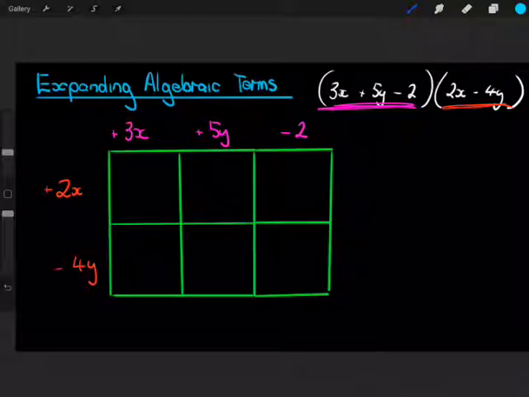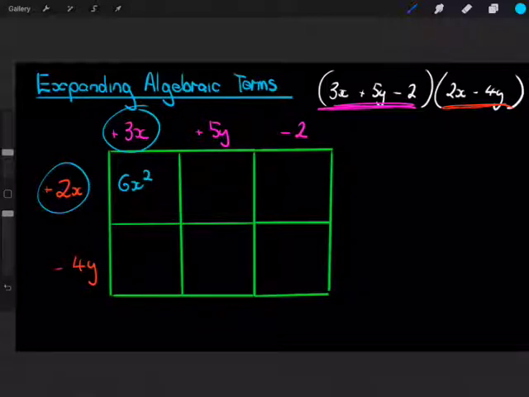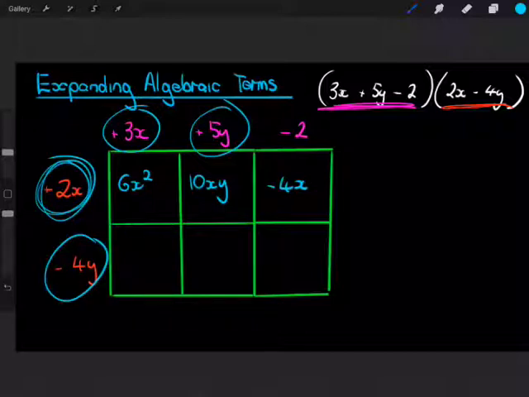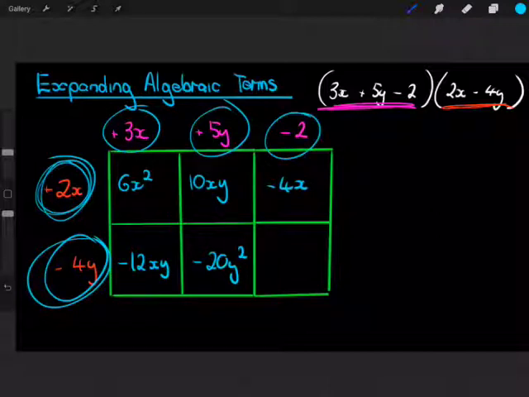So this first box is going to be 2x times 3x, which is 6x squared. This box here, the second box, is going to be 2x times 5y. 5 times 2 is 10, that'll be 10xy. Third box will be 2x times negative 2, which is minus 4x. And now we continue down the bottom. That's going to be minus 12xy. This next box is going to be negative 20y squared. And the last box is going to be negative 4y times negative 2, which is positive 8y.